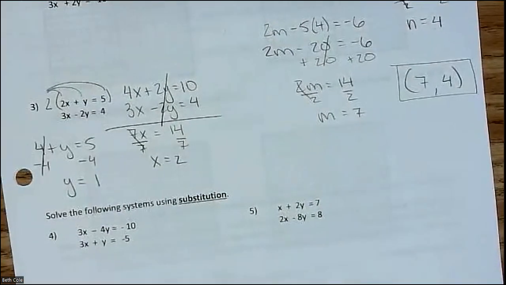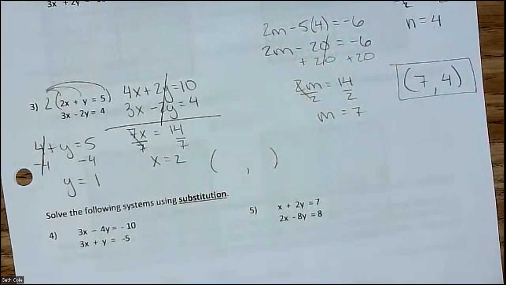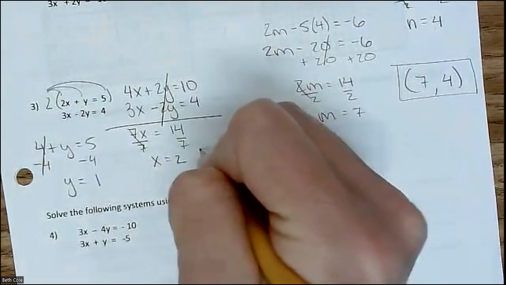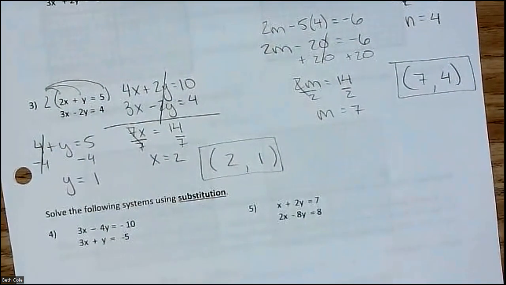And then how are we going to write our answer? Yeah, (2, 1). Be careful. That's why I keep bringing it up. So you got to be careful. It's x, y. That's elimination.